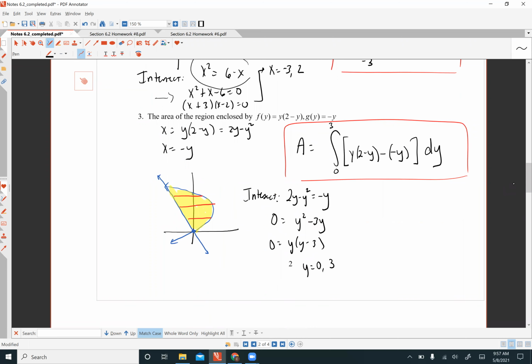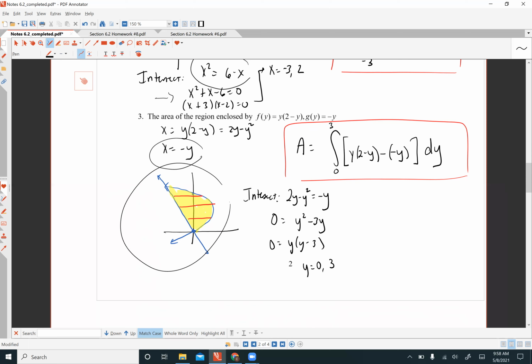Okay, so now here's the first time we've seen where we're going to integrate along the y-axis. So in this case, we want the area bounded by the curve x equals minus y. Now again, y is the independent variable and x is the dependent variable. And then x equals 2y minus y squared. And when you graph it, it looks like this.